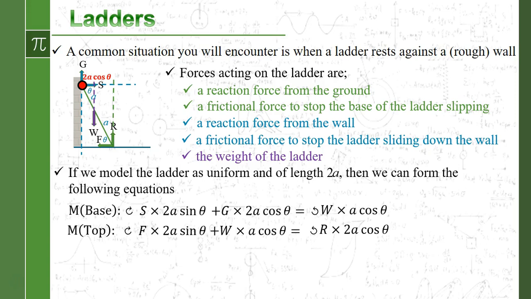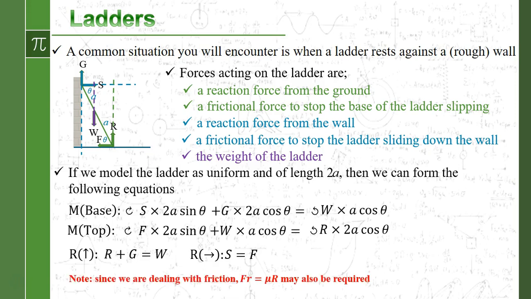There are another couple of equations we can form. The first one is resolving forces vertically. Again, we're not involving moments here, we're just saying what's going up compared to what's going down. In the vertical direction, we've got R plus G going upwards and W coming downwards. So R plus G equals W. And if we resolve horizontally, we've just got the friction force here and the reaction force up here. They're the only horizontal bits. So we've got S equals F. Right, so those are your basic equations.